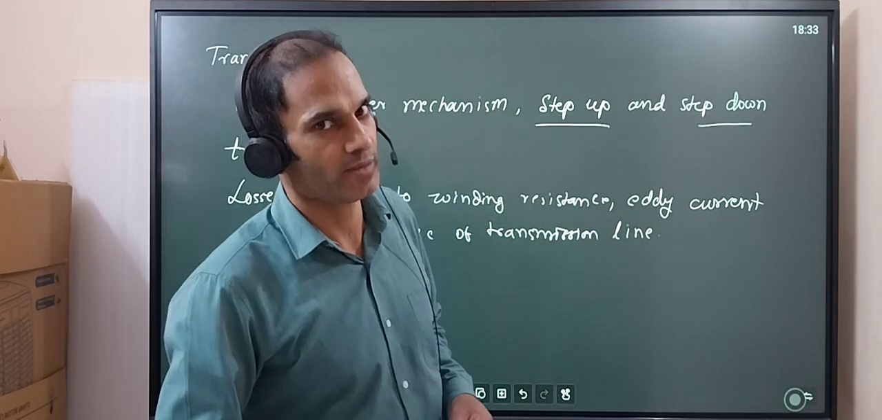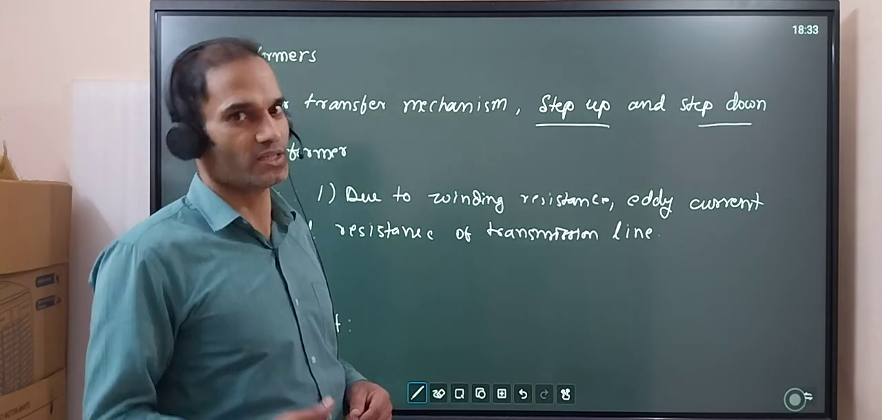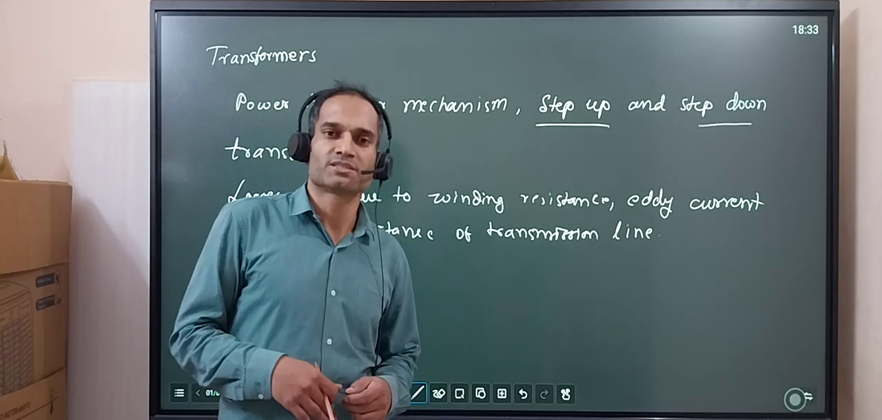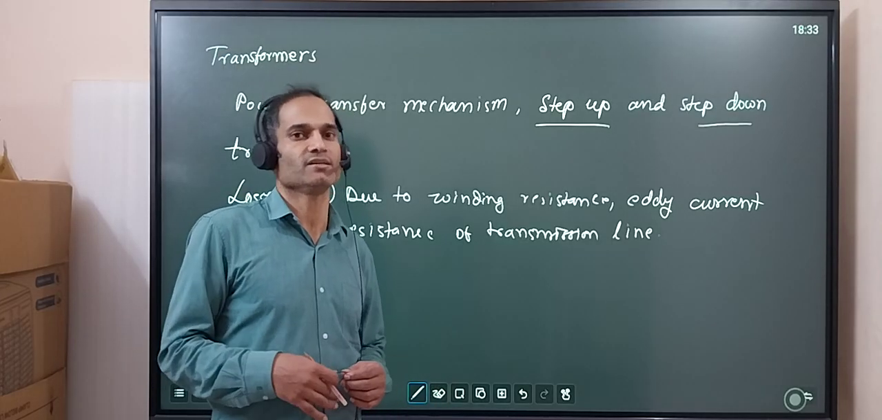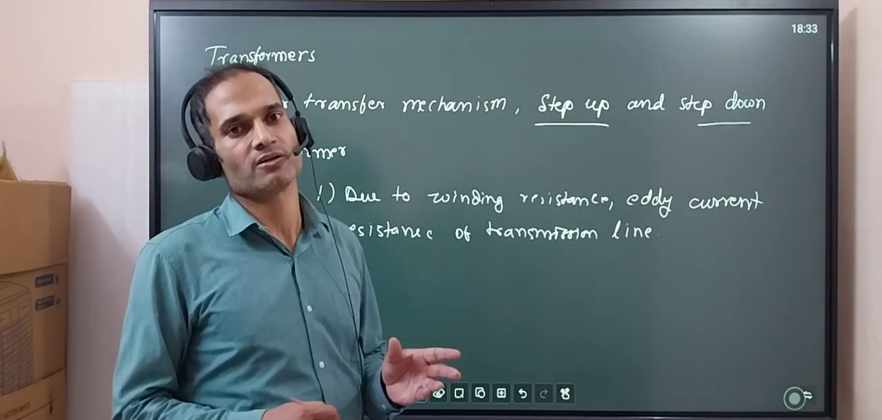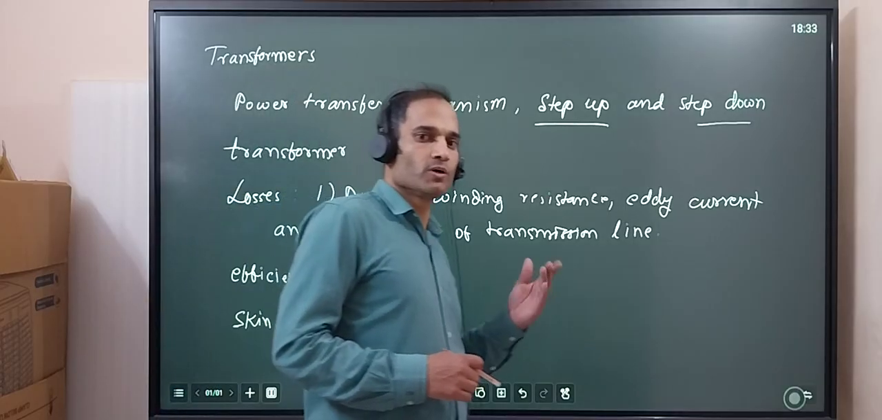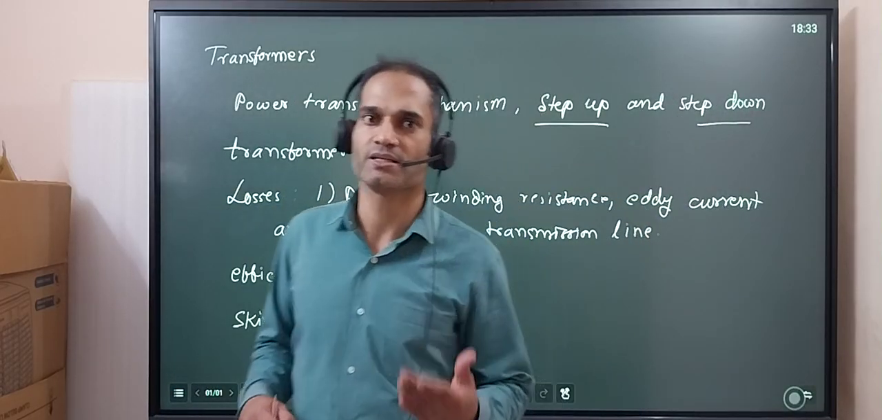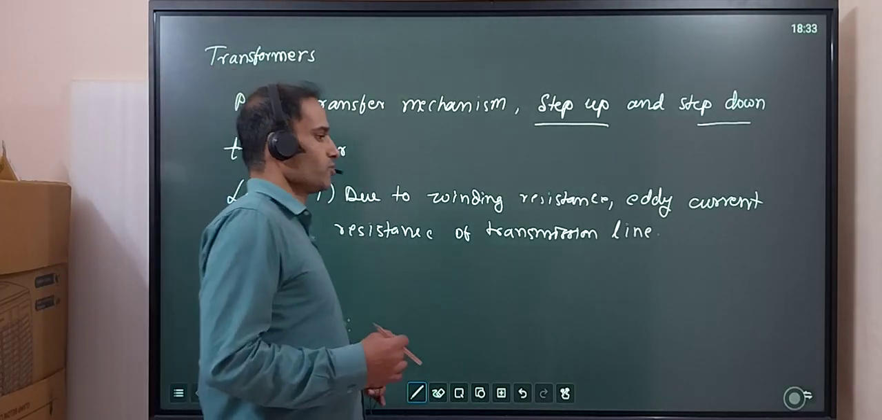So what happens in a step up transformer? It can increase the voltage and reduce the current. And what happens in a step down transformer? It can decrease the voltage and increase the current. So this is one of the best selling points of AC over DC. AC current voltage can be changed. Frequency will not be changed, but AC current voltage can be changed with the help of a transformer.